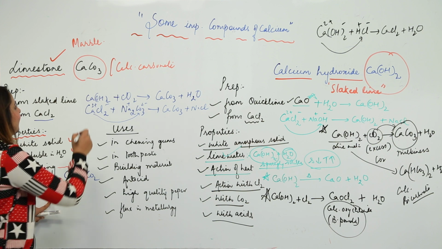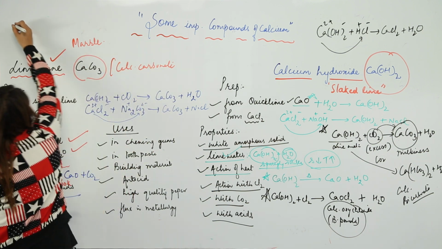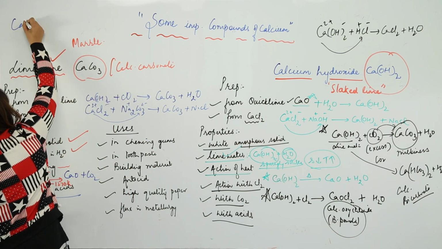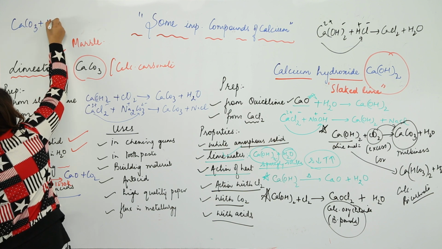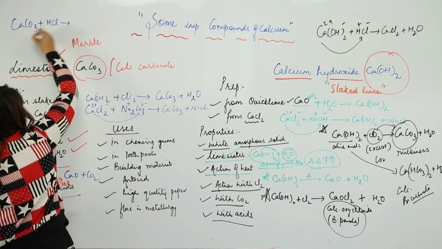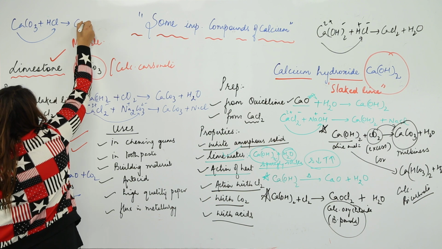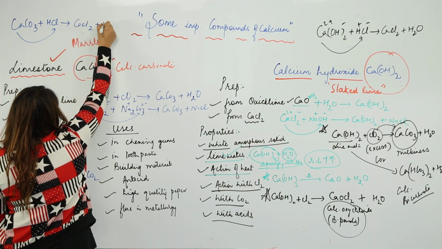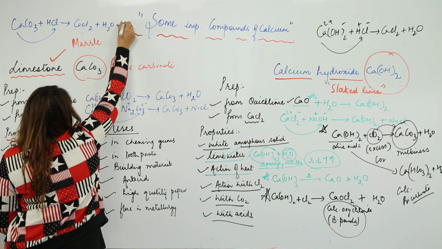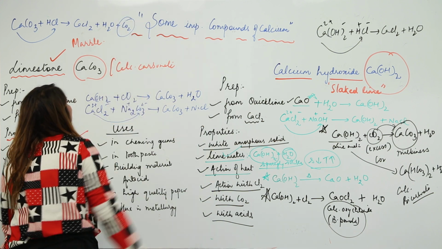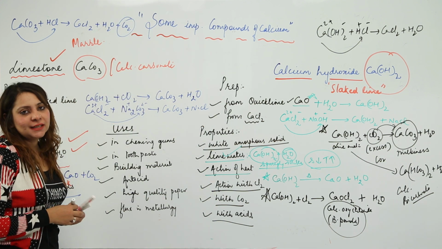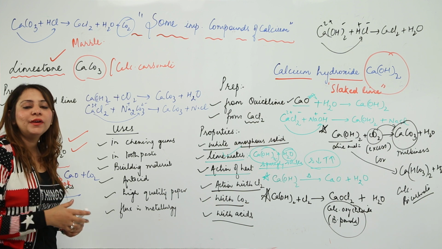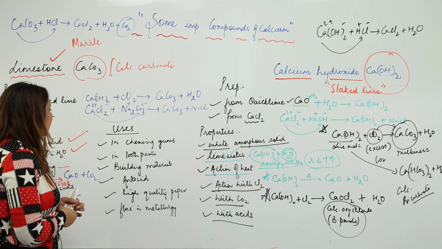And reaction with acids, how does it react with acids? Suppose you have calcium carbonate and you have an acid, let's say hydrochloric acid. So this is going to react here. You get CaCl2 plus H2O plus CO2. So what you see is that carbon dioxide is most of the time evolved whenever you react it with acids.